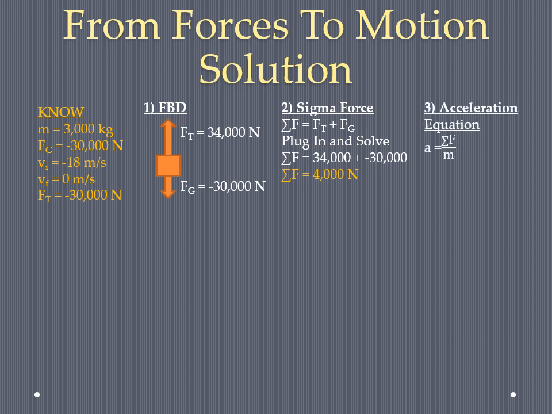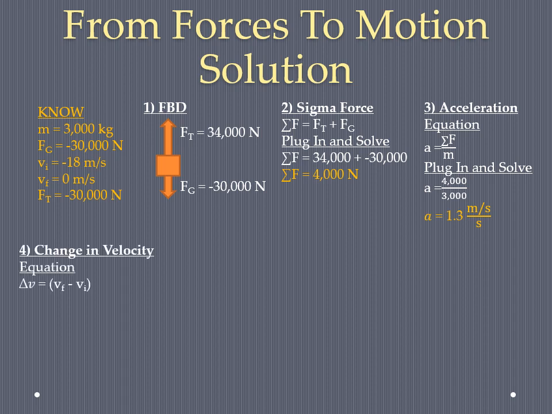Now I'm going to go into that acceleration equation and use the sigma force to solve for the acceleration. So this is like the reverse of what we did in that last problem, right? We started with acceleration and got to sigma force. Now we're starting with sigma force and getting to acceleration. When you plug it in and solve, you end up with an acceleration of 1.3 meters per second every second.